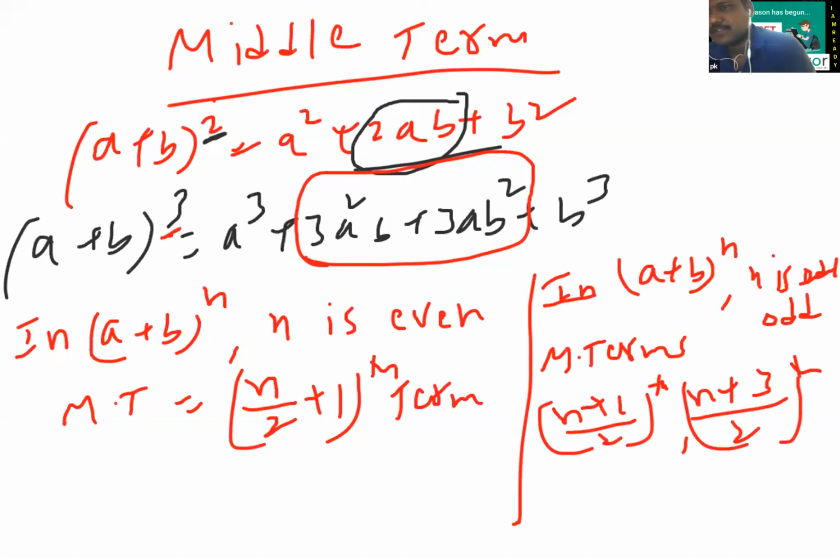Two middle terms are possible, right? To find the middle term: if n is even, the term is n/2 plus 1. If n is odd, the terms are (n plus 1)/2 and (n plus 3)/2. See the second example, where the power is 3. (3 plus 1)/2 is 2, the second term. (3 plus 3)/2 is 3, the third term. Correct? This second term and this third term only, no?